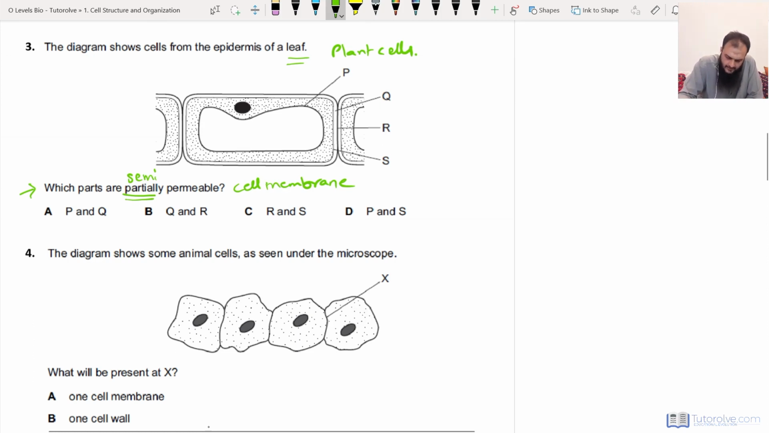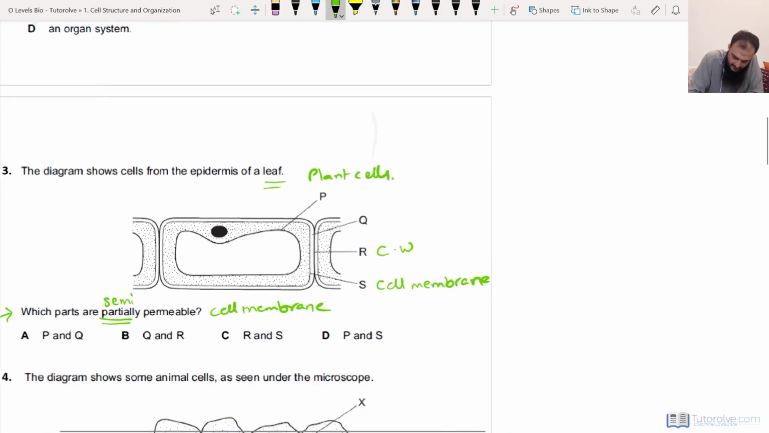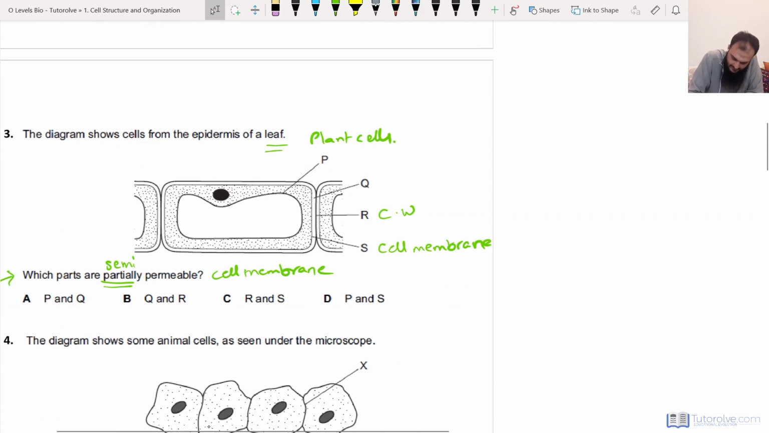Now, let's first identify all of these P, Q, R, S for us. So S is the cell membrane. Why did I say that's the cell membrane? Because you can see it's basically on the inner side. And then what do you think is R? Is it the cell wall or is it the cell membrane? Think about it. It's basically the boundary that touches both of the cells. So that is the cell wall itself. Q, again, is the cell wall of the middle cell that we can see.